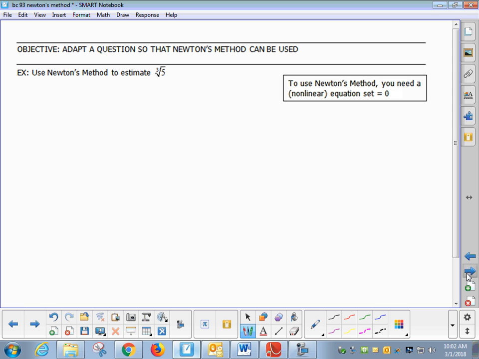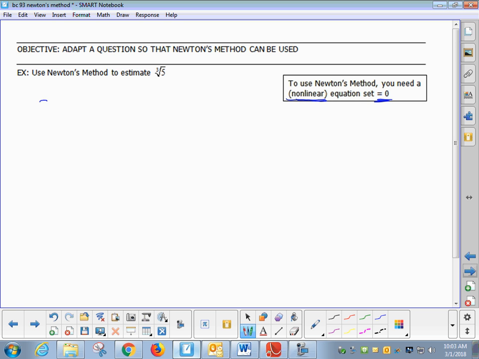You could use Newton's method to do a ton of estimating. Like if I wanted to estimate the cube root of 5 using Newton's method, it could do that, but you have to do some tweaking to the question to make it a Newton's question. Newton's only finds zeros, and it needs to be a nonlinear equation set equal to 0. So what do I do? Cube root of 5, make it a 0 of a function question.